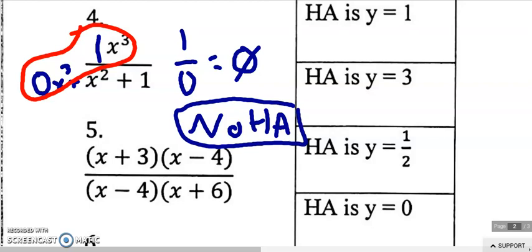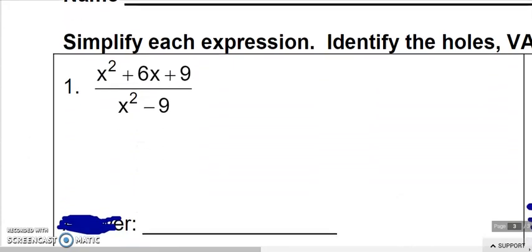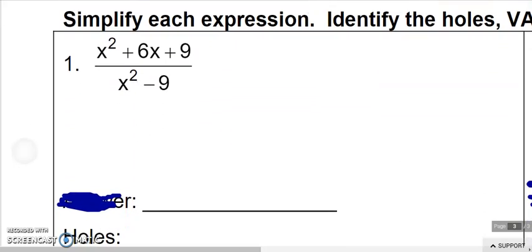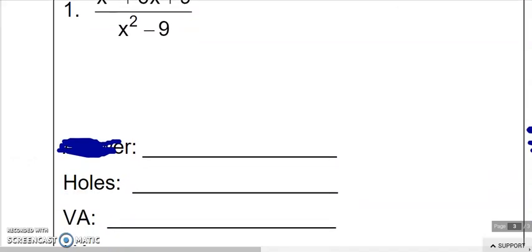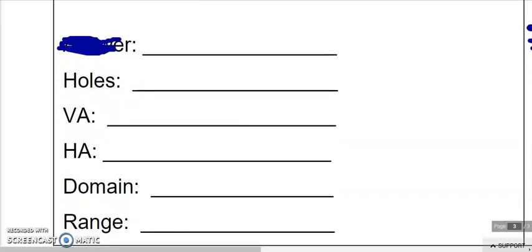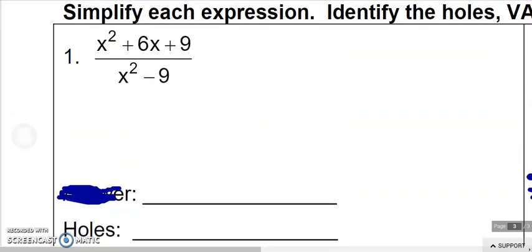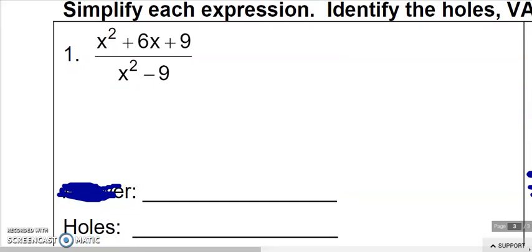So let's look at one more example that kind of puts all of this together. For this example, I'm going to simplify the expression, and then I'm going to write down the holes, the asymptotes, and then the restrictions to the domain and range. And so we'll notice that a lot of this stuff goes together. But before we do anything, we need to see our fraction in factored form.